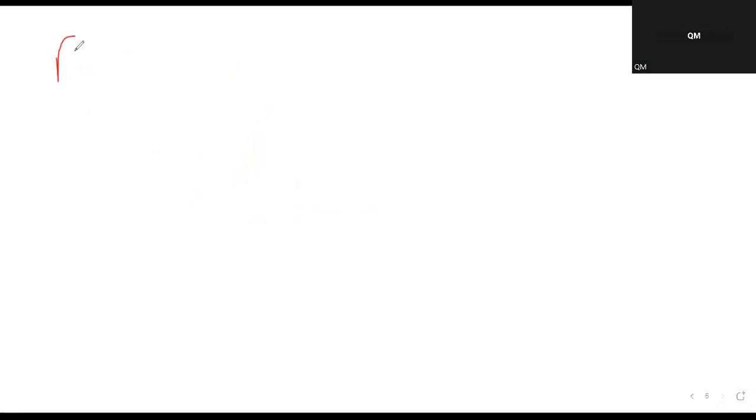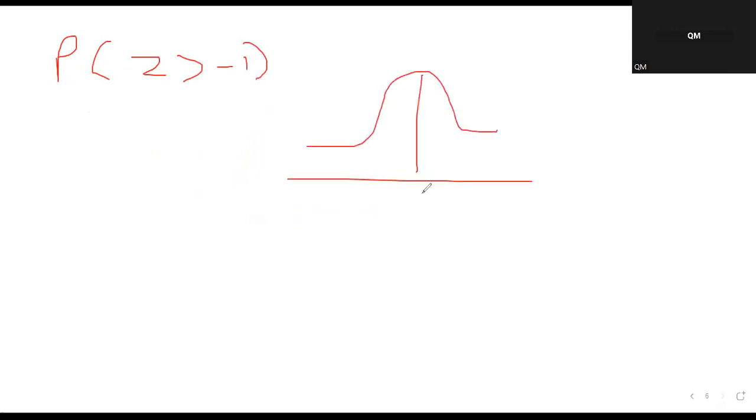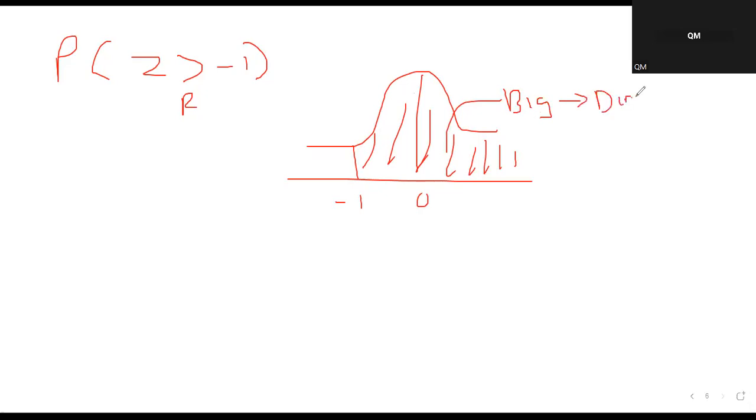How about if we said find the probability of Z greater than -1? So again, we illustrate. Our 0 is in the middle, our -1 is there. You put your divider. Which side are we going to shade, the left or the right? Greater means what? Right. So we're going to shade to the right. What does the shading tell you? It is a big shading. So whenever the shading is big, we just read direct as it is.